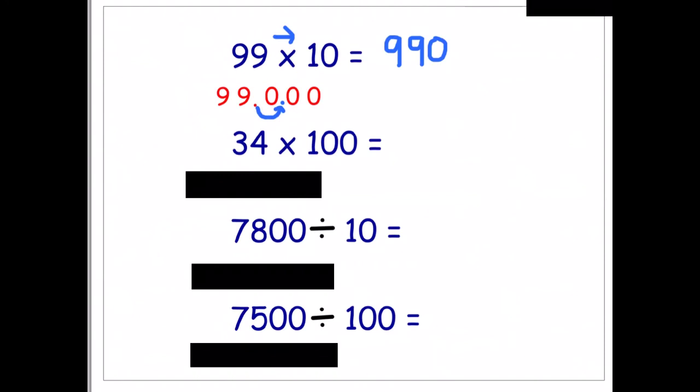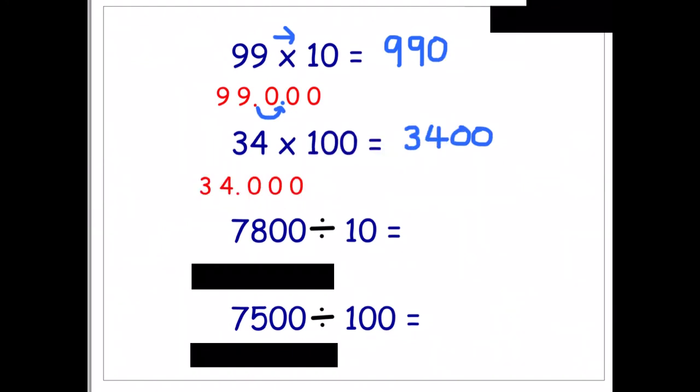Our second one, we're multiplying it by 100. So again, I can just add on two zeros if I wish. Give me my answer of 3,400. If we look under this black box, we can see why that's the case. 34 is just 34.000. You're moving your decimal point two places to the right, giving you that 3,400.